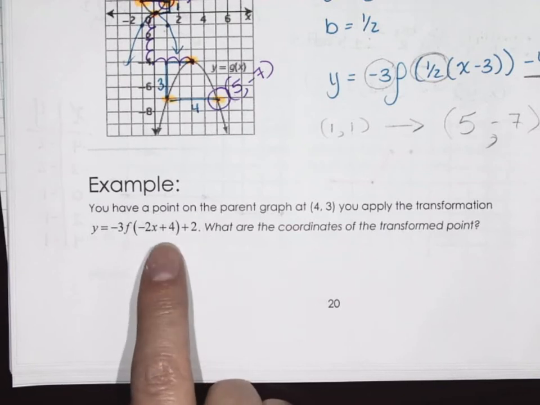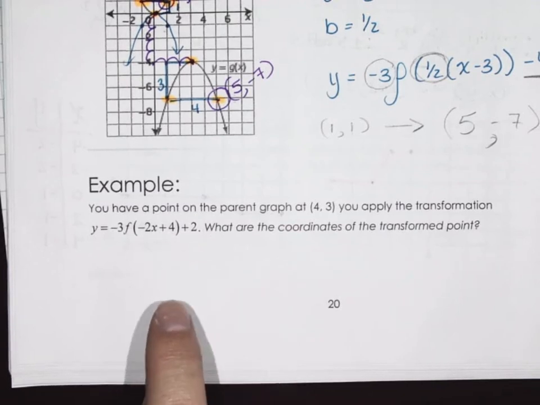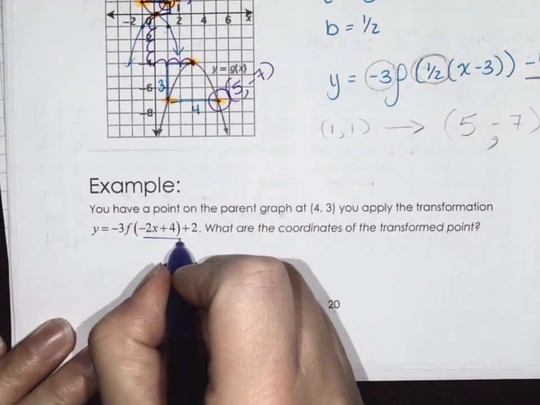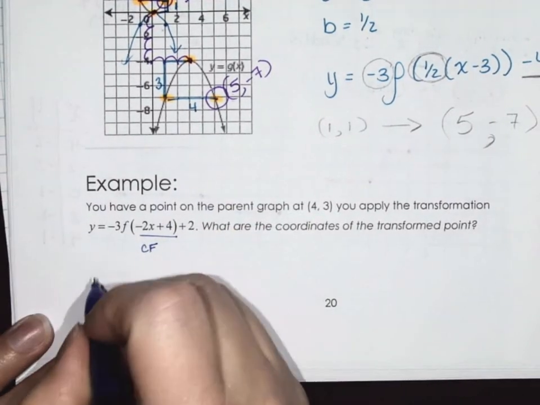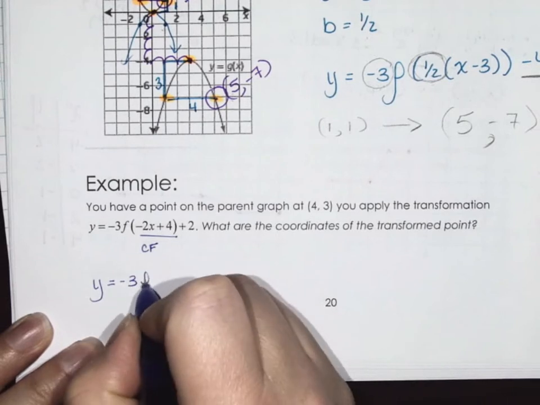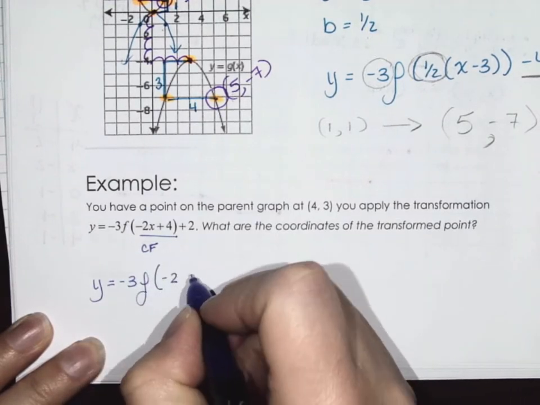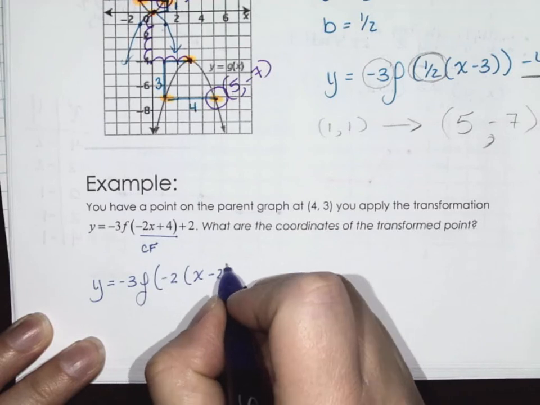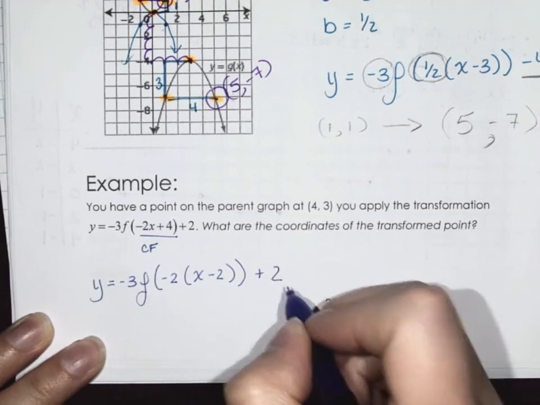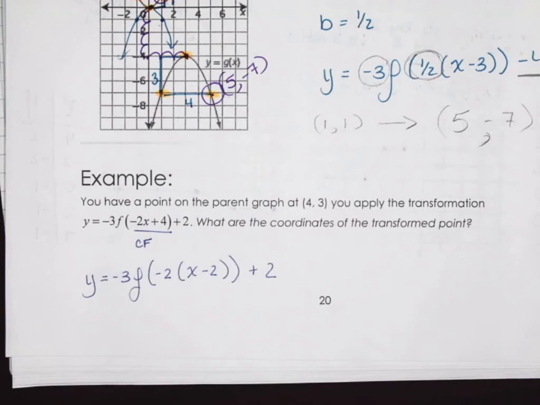So what do we have to do before we can look at the rule? Get a common factor. Exactly. So common factor that. So I'm going to have y equals -3 big bracket, -2, bracket, x minus 2, big bracket, plus 2. That's a trick, and I'm mean and nasty, and I might throw that one at you. But I showed you that I'm going to do it. So just know that you have to have the 2 sets of brackets in function notation.